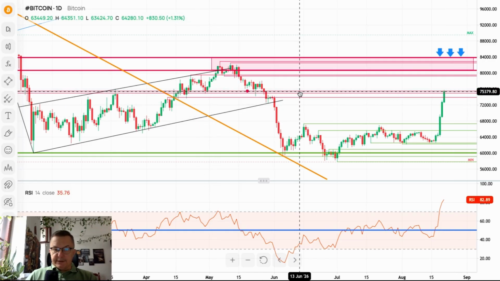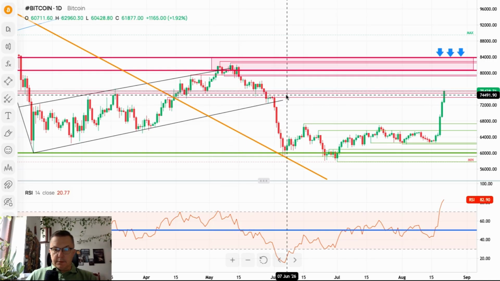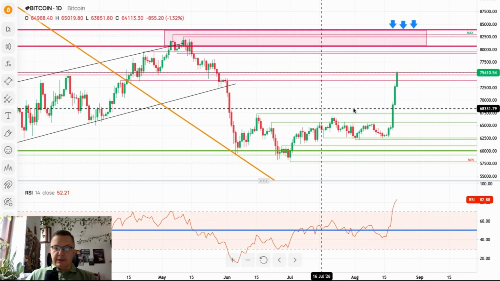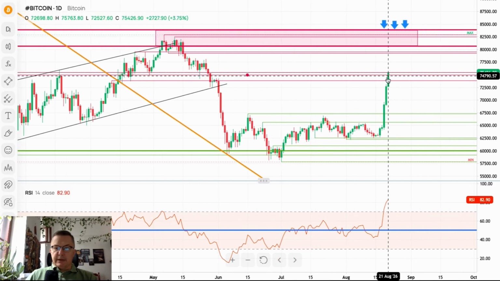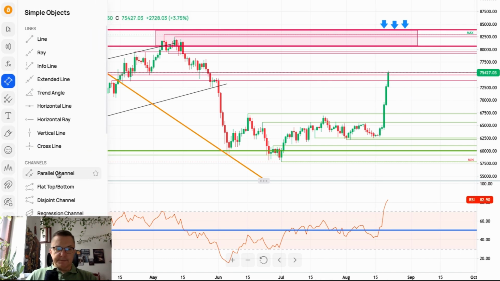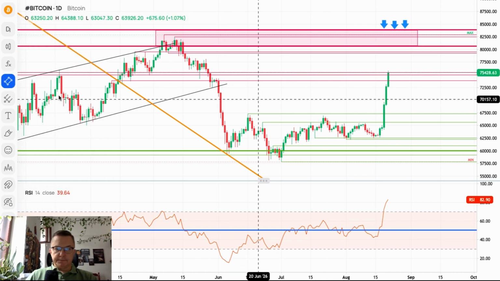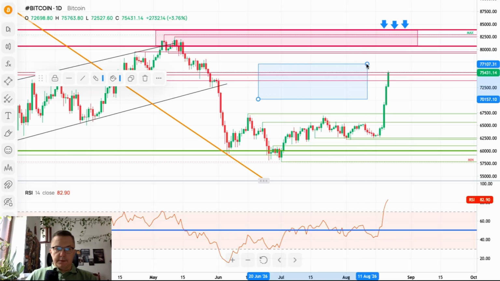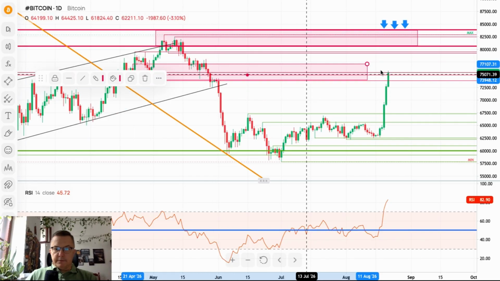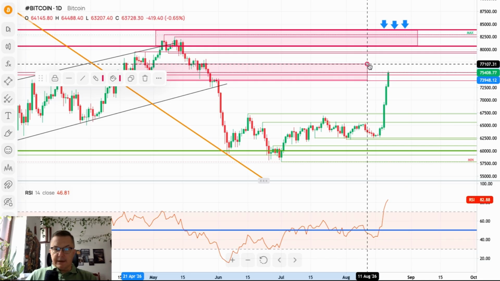Now that's the first, let's say, supply zone. That's the second one. The first supply zone is being now tested. Now the first supply zone is being tested, right? So any breakout lower, let me just place this rectangle. First zone is being tested, right? And if we break below this zone, that means bears are back.